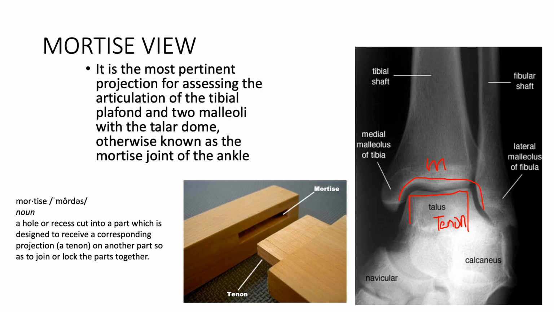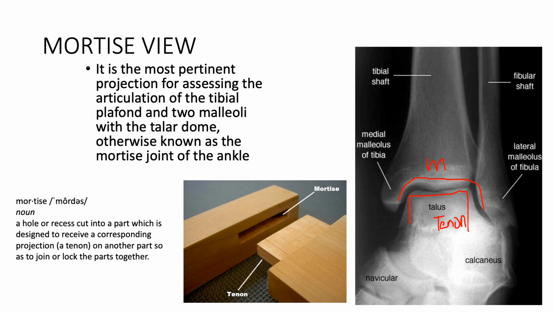So the two malleoli, the medial malleolus of the tibia and the lateral malleolus of the fibula, and the tibial plateau is the mortise, and the talar dome is the tenon. So it is a carpentry joint at the bottom picture.